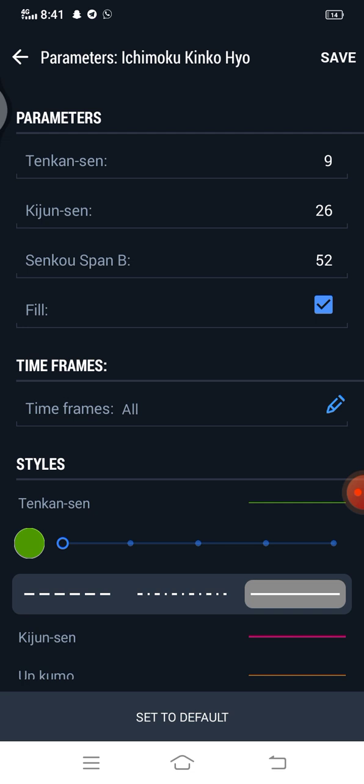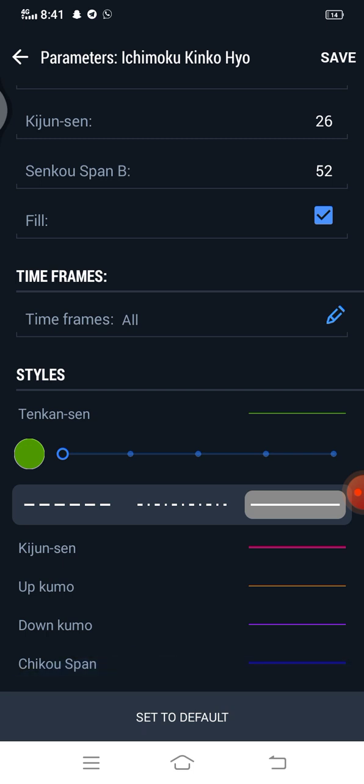The Tenkan-sen is the conversion line. So whenever I say the conversion line, and you see 9 there, that is the 9 moving average. Know that I'm talking about the Tenkan-sen. The Kijun-sen is the 26 moving average. Whenever I say the baseline, that's what I mean, the Kijun-sen. And then we have the rest.